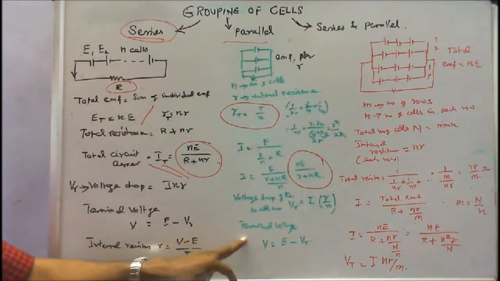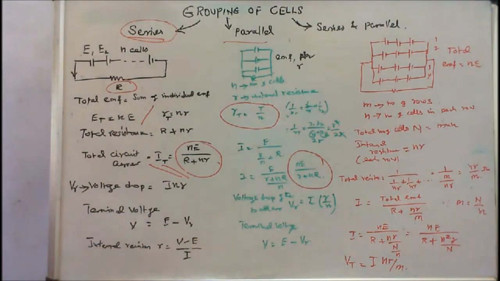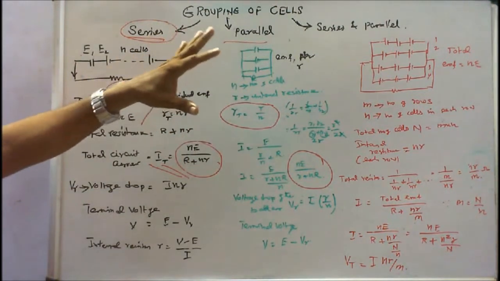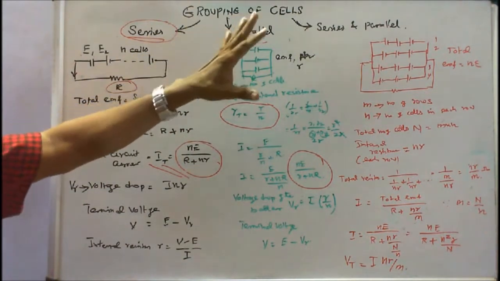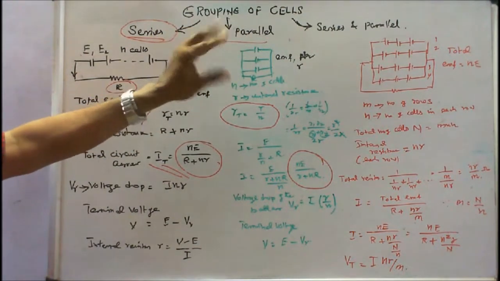Here the terminal voltage V is equal to E minus I into R. Now in the series parallel combination, here 3 batteries or 3 cells are connected in series. How many rows? 4 rows. Total number of batteries 12.